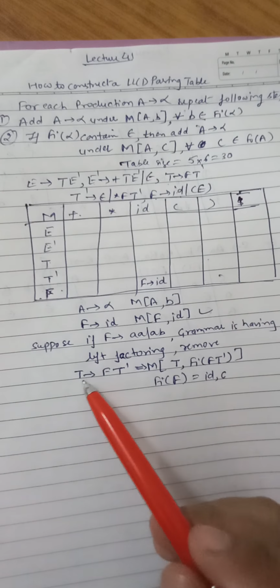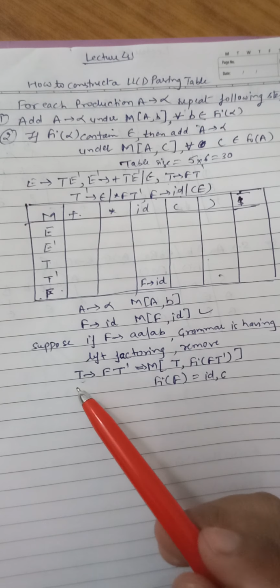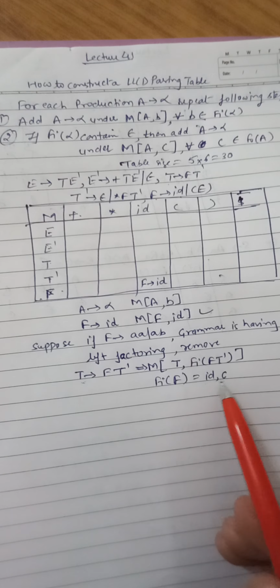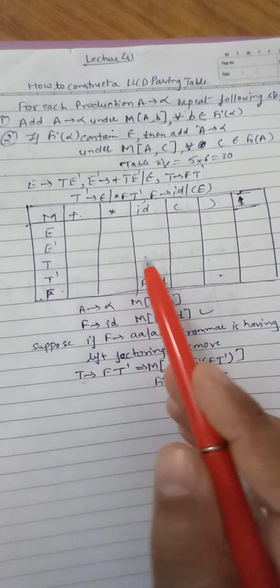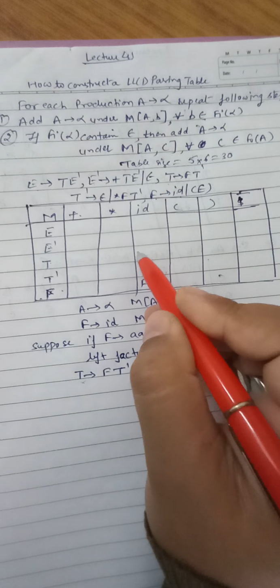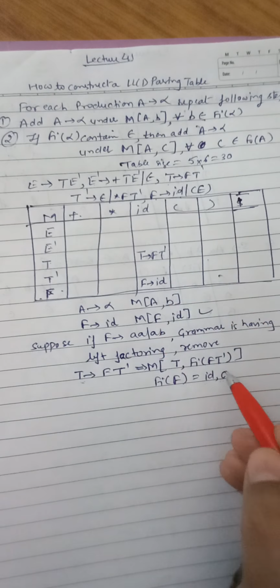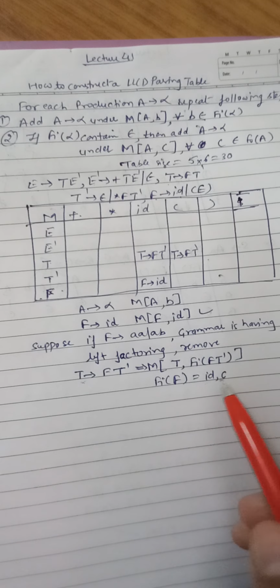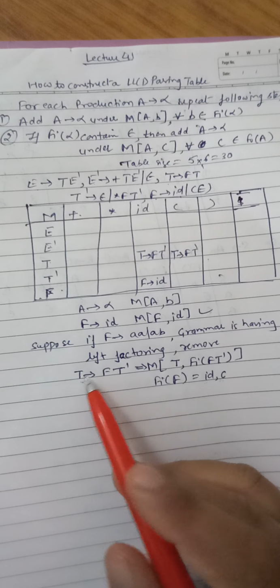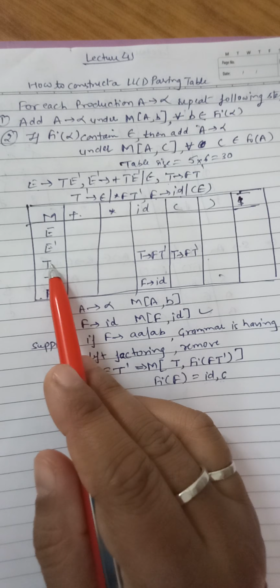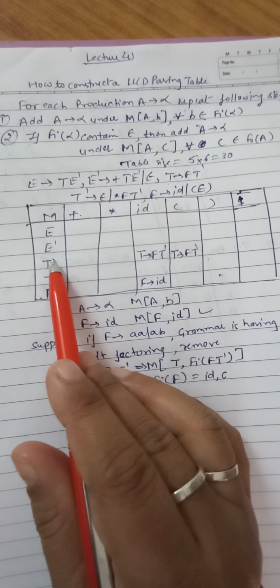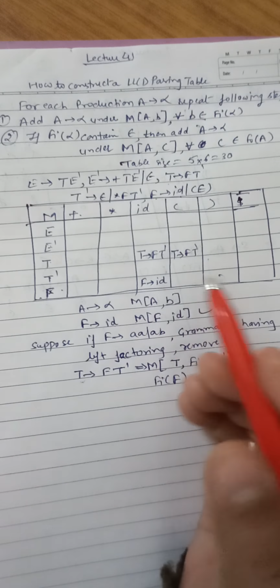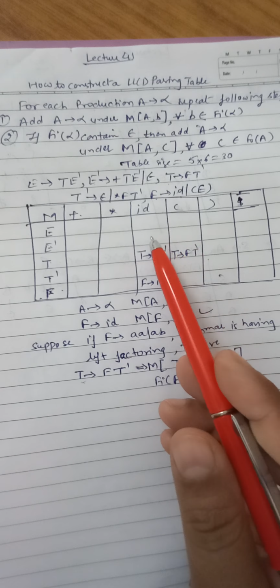So we will write simply t tends to f t dash. This will go in these terminals, f t dash in id, and t tends to f t dash in opening bracket, because these are the things we get, and the variable is t. So we will look at the row of t, and the terminals are id and opening bracket, so we will write this production here. In that way we will make the entries in the table.